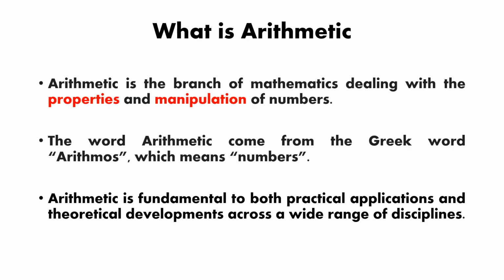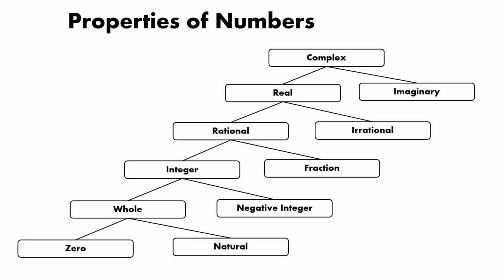So first of all, what is arithmetic? Arithmetic is a branch of mathematics dealing with the properties and manipulation of numbers. The word arithmetic comes from the Greek word arithmos, which means numbers. Arithmetic is fundamental to both practical applications and theoretical developments across a wide range of disciplines. So now we're going to talk about all the properties of numbers.